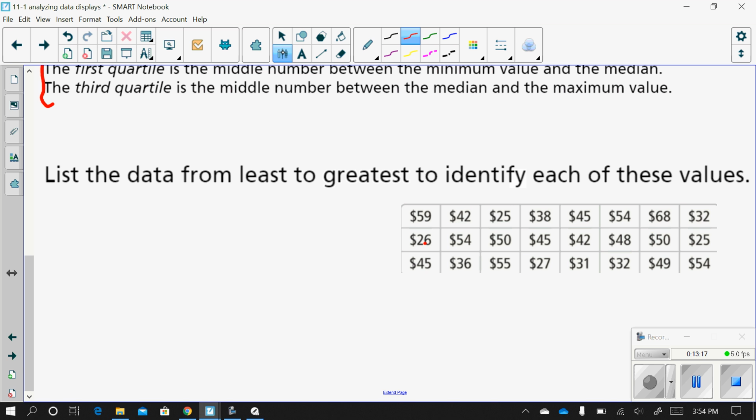Okay, so we gotta look for the smallest value. See if you can figure it out. I see a 25. Do you guys see anything smaller? Nope. Okay, so 25. I'm gonna cross it off. Okay, there's another 25. Okay, 26. 27.